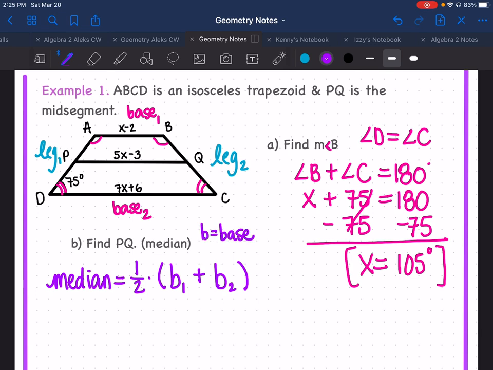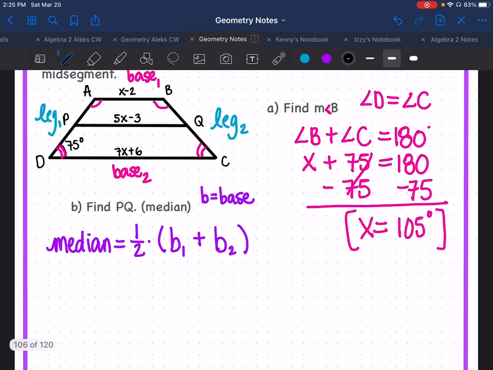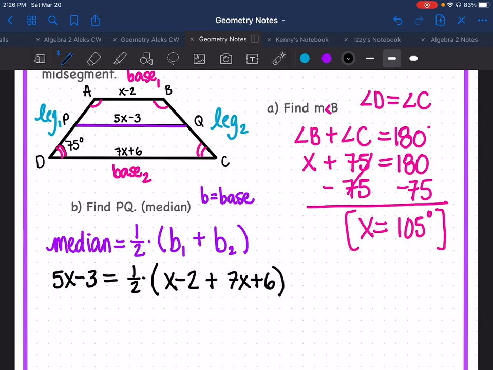There we go. And now I'm just going to go ahead and plug everything in. Well, the median itself would be this one right here. There's my median. So for the median, I'm going to put 5x minus 3 equals 1/2 times base 1, which is up at the top, x minus 2, plus base 2, which is down at the bottom, 7x plus 6. There we go.